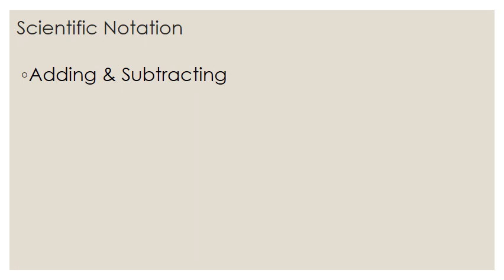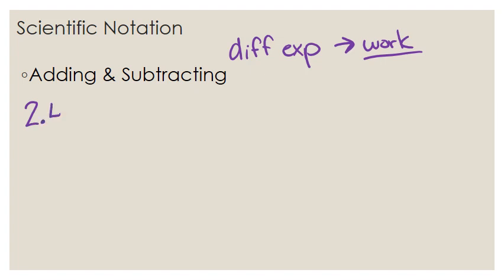All right, let's take a look at ones where you do not have a like exponent. So when the exponents are different, that means you're going to have to show more work. So make sure you take your time with these. Let's do an example of adding. So let's say I have a 2.4 times 10 to the fifth, and I'm going to try to add on a 3.2 times 10 to the third.